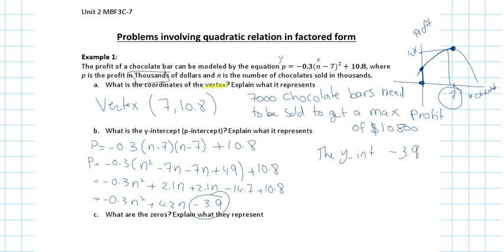Because what happens is, most of the time when you reach a certain productivity, you might have to hire more people. You might have to buy another machine. You might have to open another store. So that costs money. That's why your profit starts decreasing. So the y-intercept is negative 3.9, which represents the profit is a loss. It's a loss because it's negative $3,900, and that represents your initial cost.